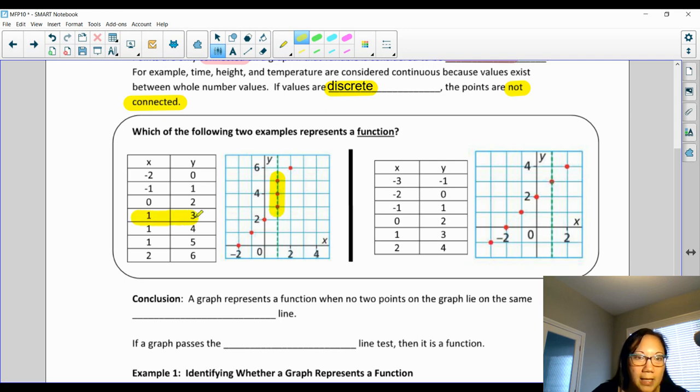And as we can see here, those 3 points have an x coordinate of 1. It has a y coordinate of 3, then we have the point 1, 4, then we have the point 1, 5. So because of that, this is not a function.